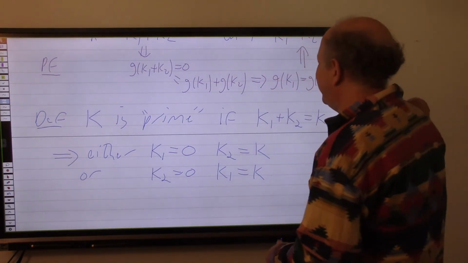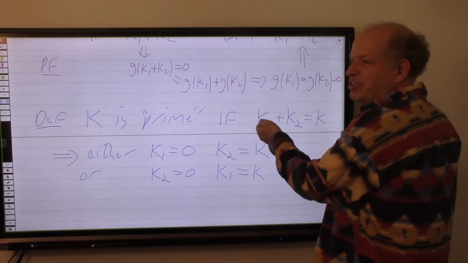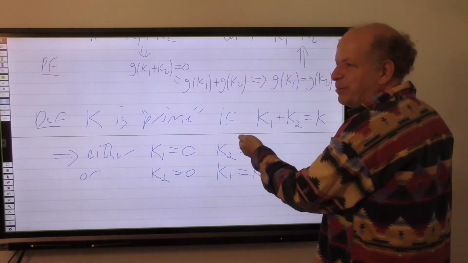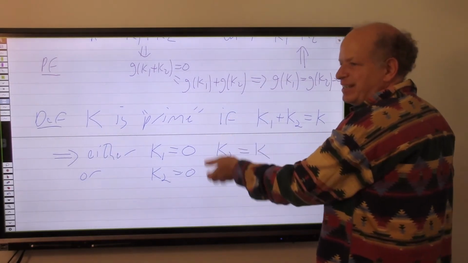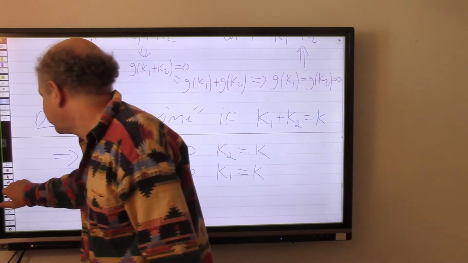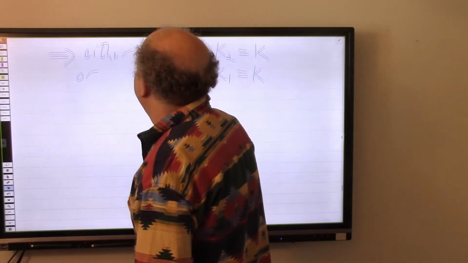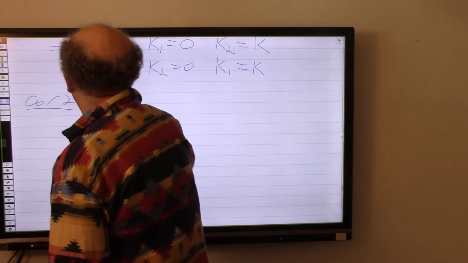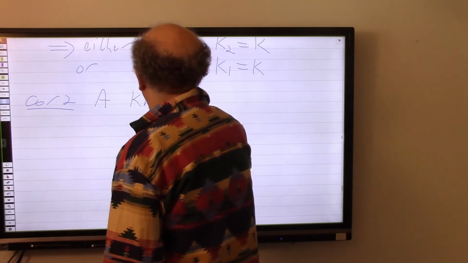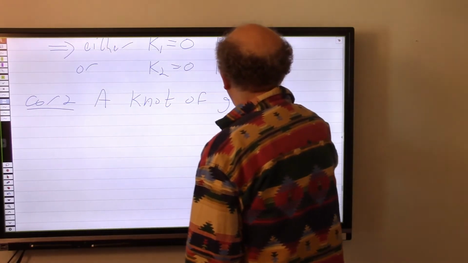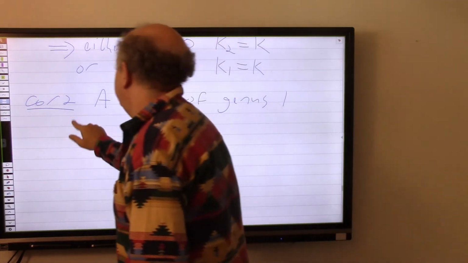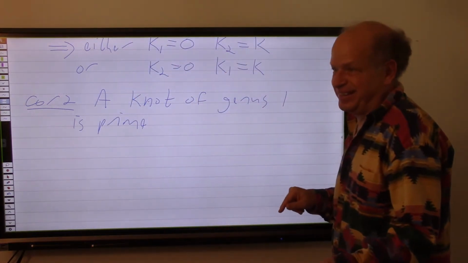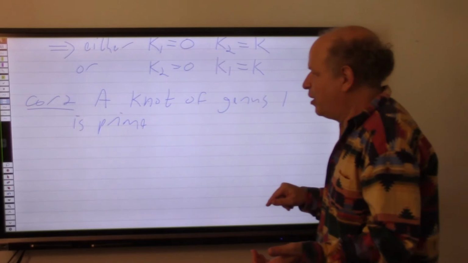So basically, now it's a bit sad that I'm using additive notation. Basically, a knot is prime if it's only divisible by 1, except now it's with additive notation. By 1 and itself, sorry. So anyway, now I can state corollary 2. A knot of genus 1 is prime. So in particular, prime knots exist. Okay, that's not a priori obvious.